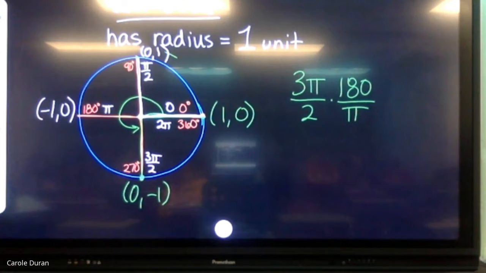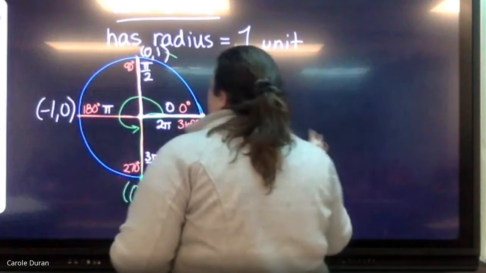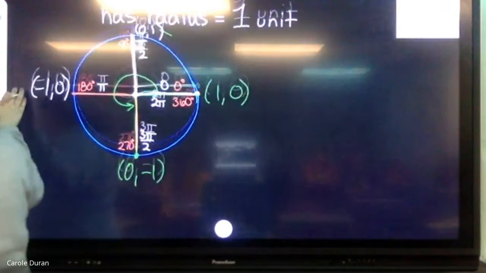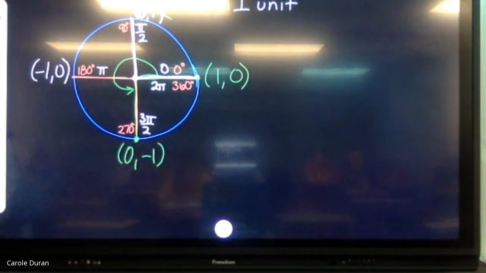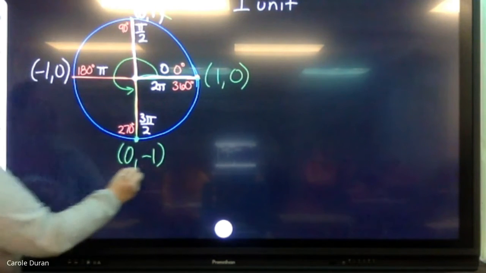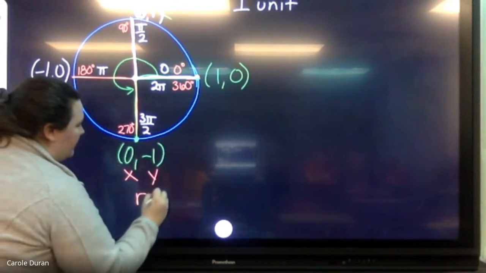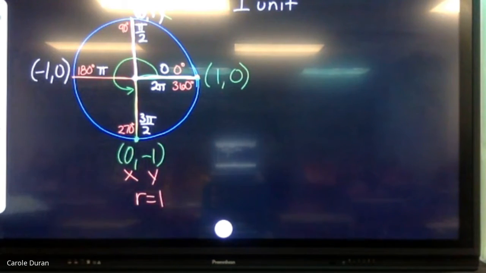Okay, so now that we identified which of these angles was equal to 3 pi over 2, let's go ahead and find the 6 trig functions for that 3 pi over 2 angle. Before I do that, I need to identify what my x, my y, and my r are so that I can plug them in. What's my x coordinate for 3 pi over 2? 0. What's my y coordinate? -1. And what's my radius? 1, because I'm on the unit circle. So using that x, y, and r, find my 6 trig function ratios.